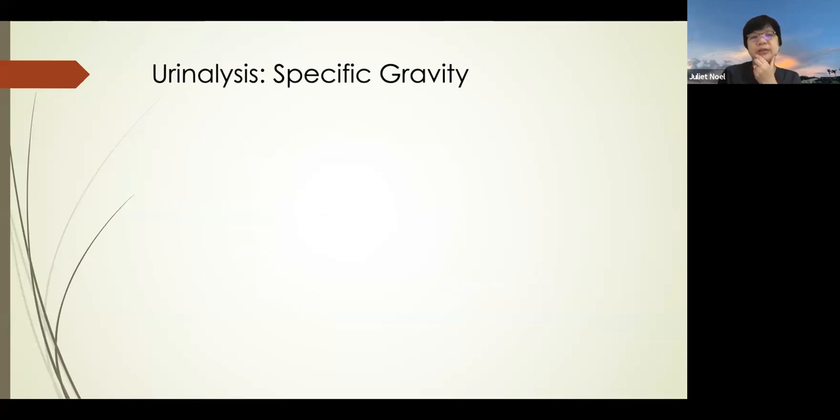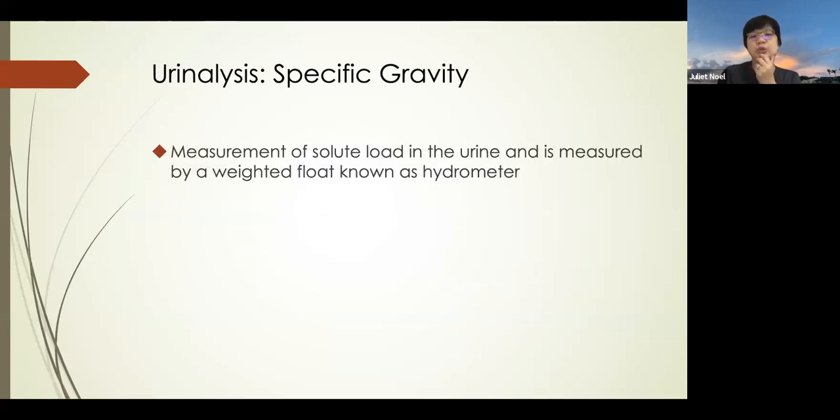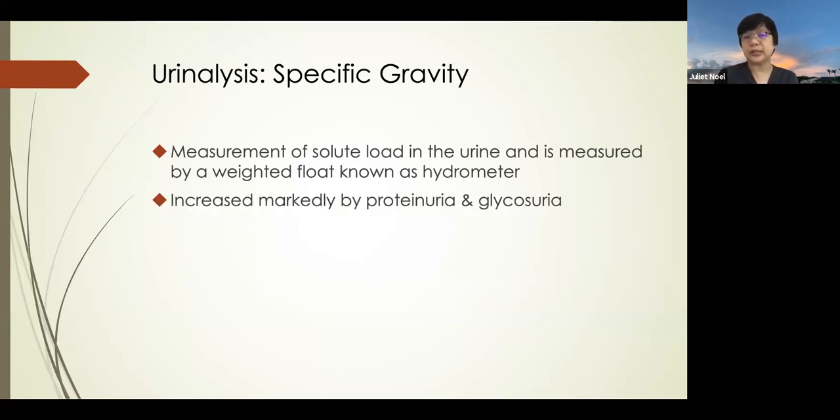Next would be the specific gravity. It is a measurement of solute load in the urine, and is measured by the weighted float known as a hydrometer. It is increased markedly by proteinuria and glucosuria. That's the reason why I said that specific gravity will be helpful to see the state of hydration of a patient, provided that they don't have proteinuria and glycosuria.